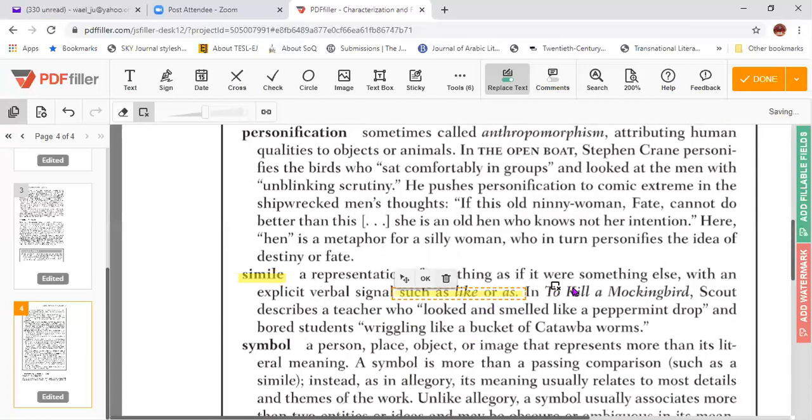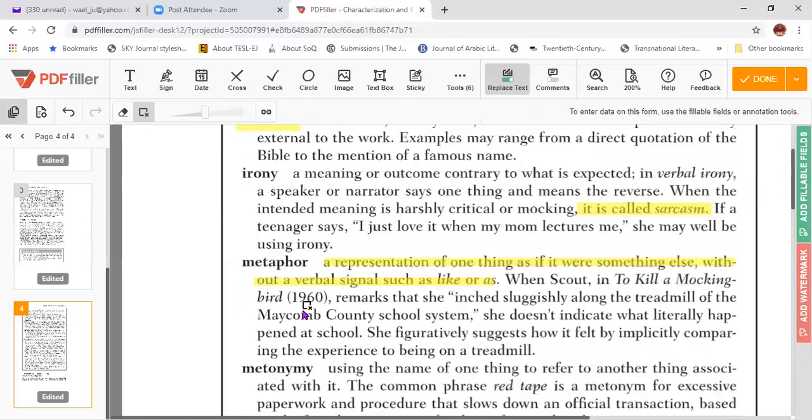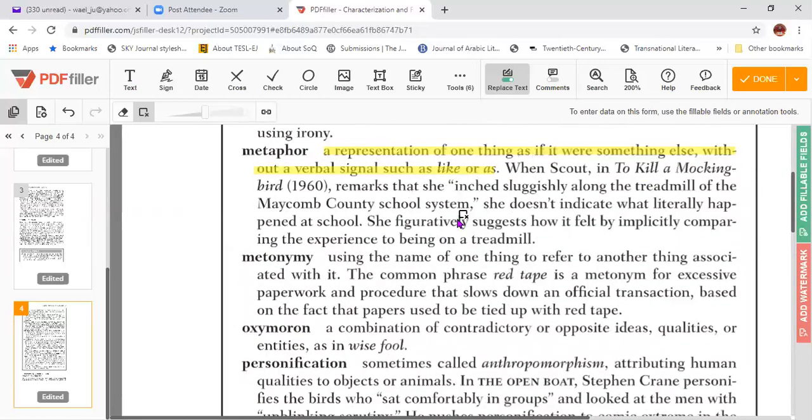So simile is a representation of a thing as if it were something else with an explicit verbal signal, such as like or as. In To Kill a Mockingbird, Scout described a teacher who looked and smelled like a peppermint drop. So here it's a simile because we represent something by using the word like or as. So here is the sentence. Wa'il is like a lion. Now, is like a lion, this is a simile. Why? Because we use as or like. But if we say Wa'il is a lion, this is a metaphor. Why is it a metaphor? Because we don't use as or like. Okay.